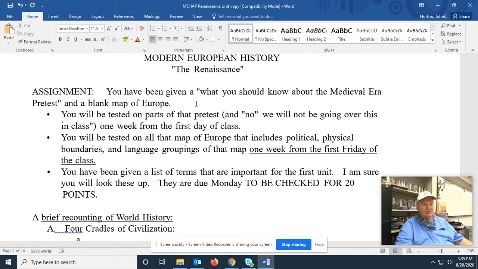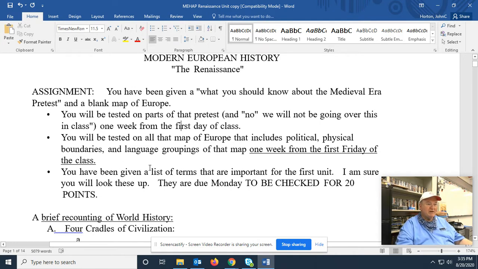I have both of those. The problem is that, and I've asked around, I can find no effective way to test anybody on a map through Canvas yet. Not to say that I won't one day, but no. So let's not worry about this, although I will tell you the first test will have a couple of generic questions about a map of Europe. Will it happen one week from the first Friday of this class? Since COVID has come, nothing is constant.